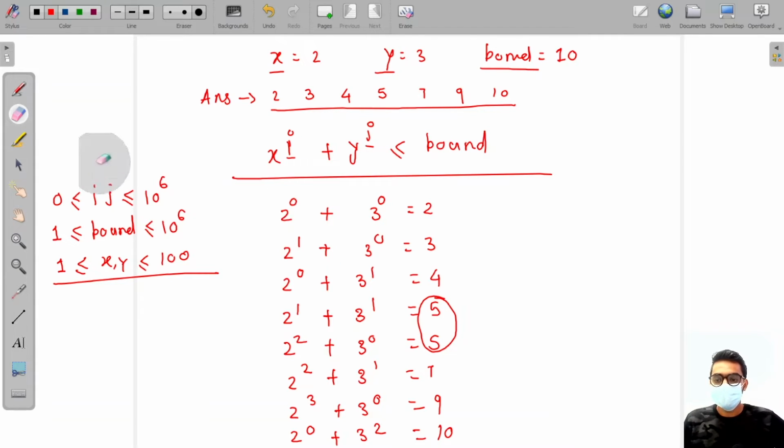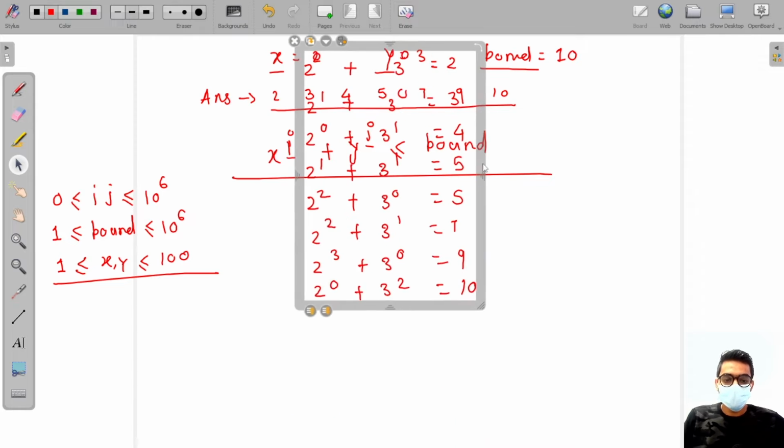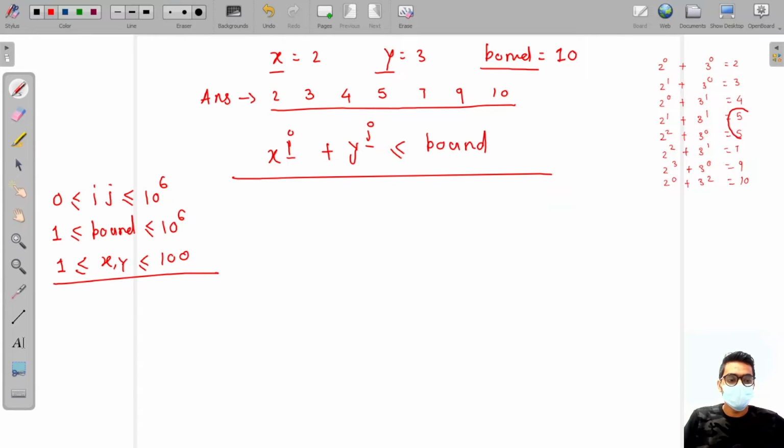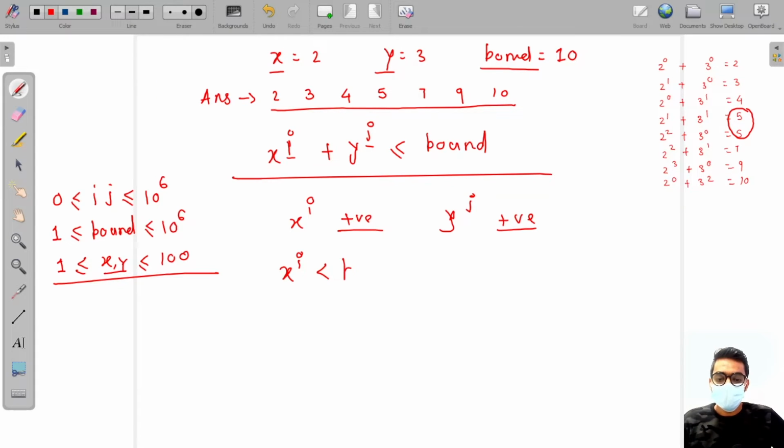For solving this question, let's take this to another slide. These are some combinations, and we need to make sure that none is repeated in our answer. Now, our x and y constraint is from 1 to 100, so x raised to i's value is always a positive value, and y raised to j's value is also a positive value. So our x raised to i is less than our bound, and the same goes for y raised to j being less than bound.